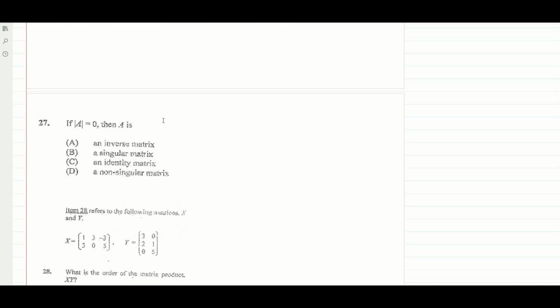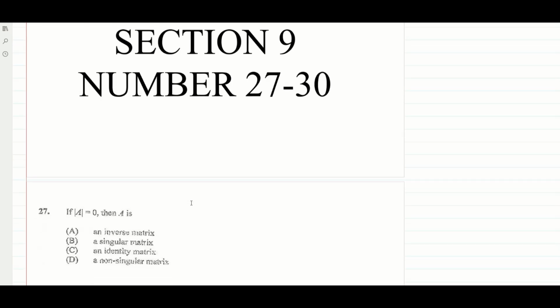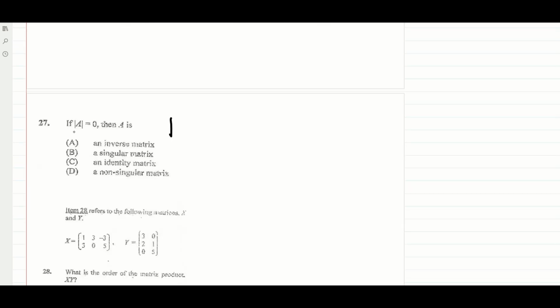Let's look at January 2019. It's two more years we have again to do. Before we start, we're going to be doing January 2019, paper 1, section 9, which is number 27 to 30. Remember, the determinant of a matrix A: if your determinant of A is equal to 0, it is a singular matrix.